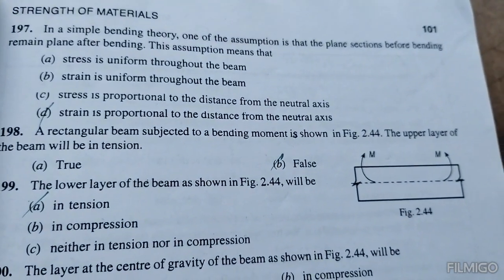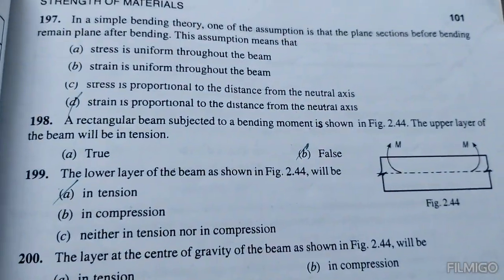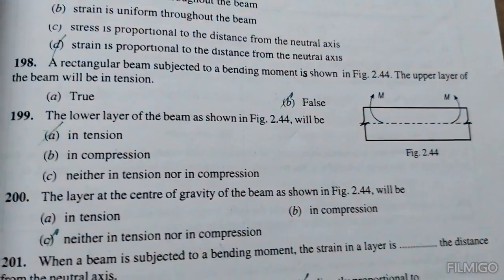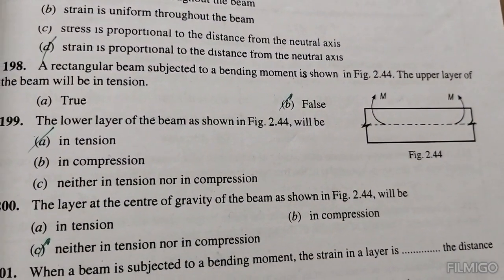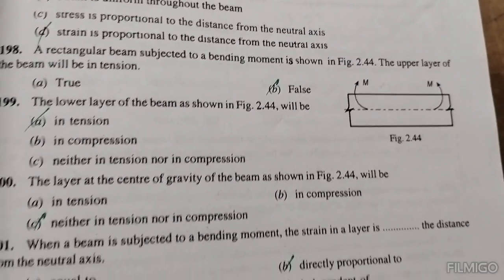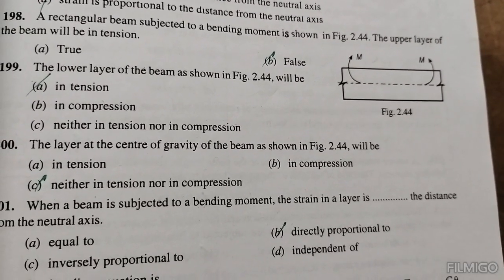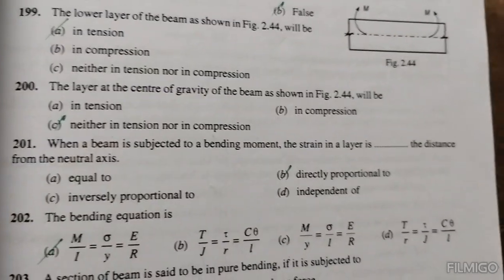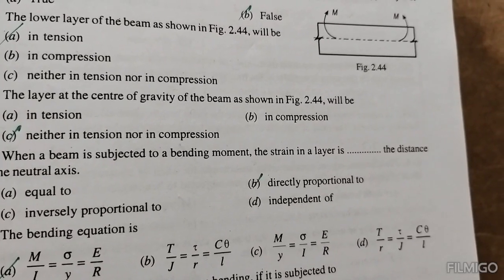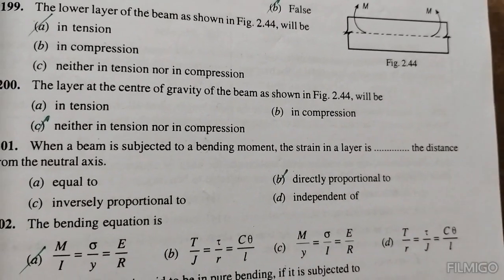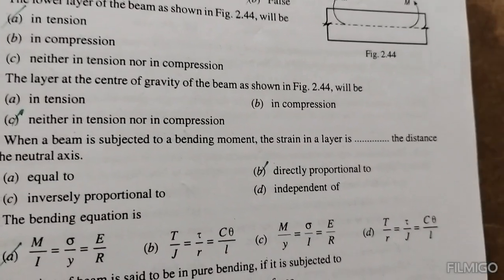For a rectangular beam subjected to bending moment as shown, the upper layer of the beam will be in compression. This is the false. The lower layer of the beam is in tension. The layer at the center of gravity in the beam is neither in tension nor in compression. When a beam is subjected to bending moment, the strain in a layer is directly proportional to the distance from the neutral axis.